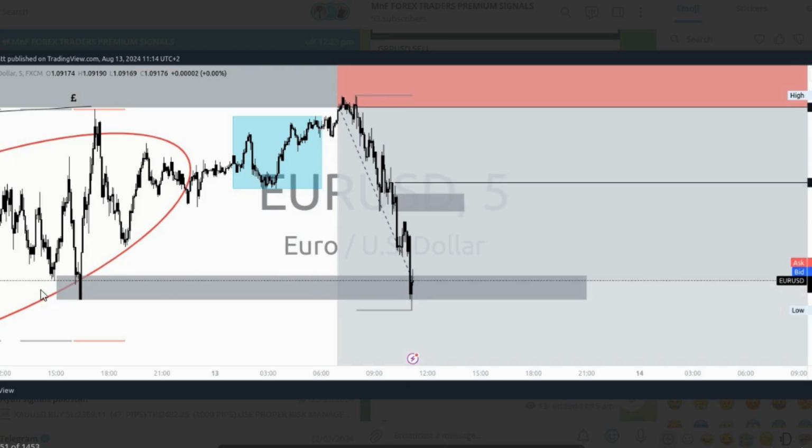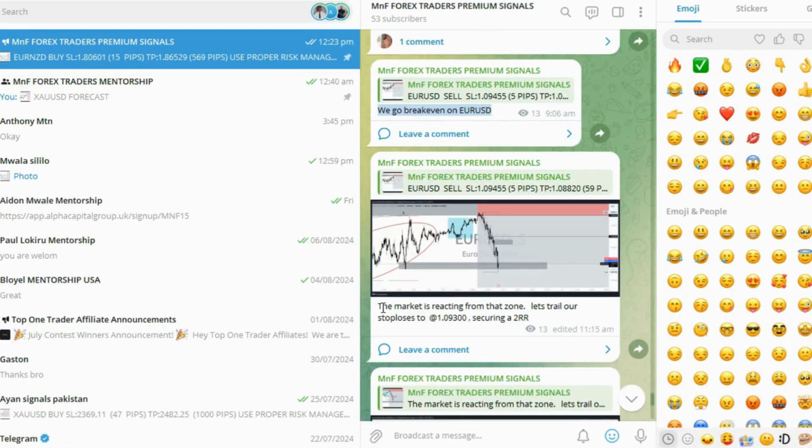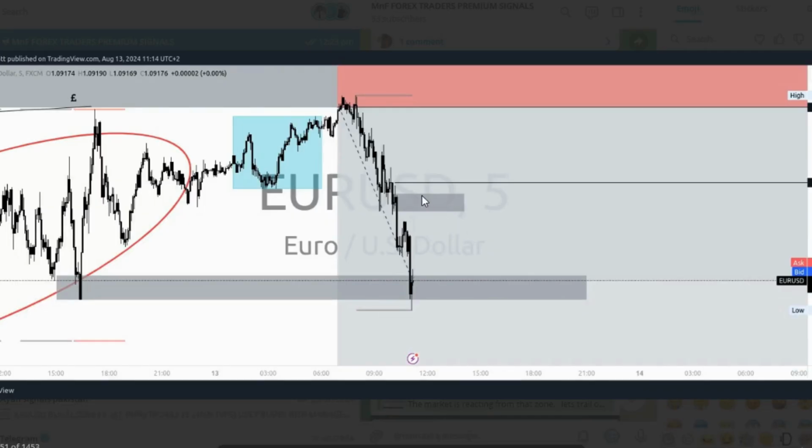However, I spotted something right here on the left side, right? You can see that there was a nice imbalance which was left right there, and the market kind of pushed way past that level, and then it started rejecting from the same level. And I anticipated that the market might do what? Might go to the upside right here. Therefore, I had to tell the community to secure a 1 to 2 risk reward ratio, move their stop loss to this level right here. And that's how I was able to tell the community to move their stop loss to this particular area right here.